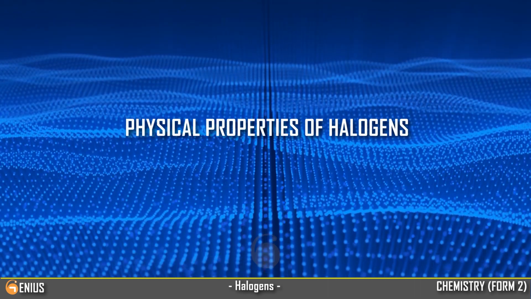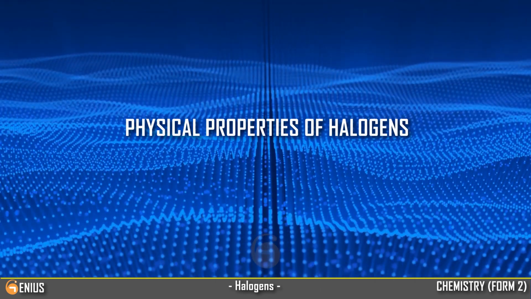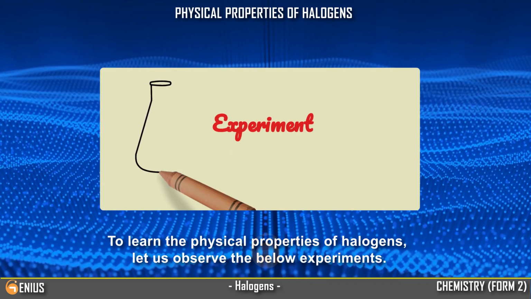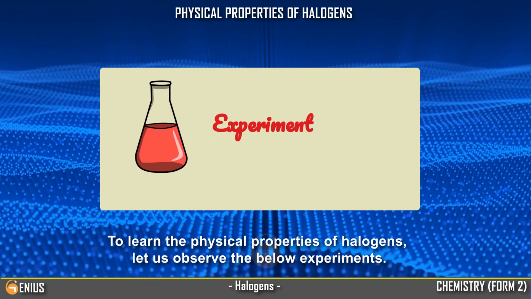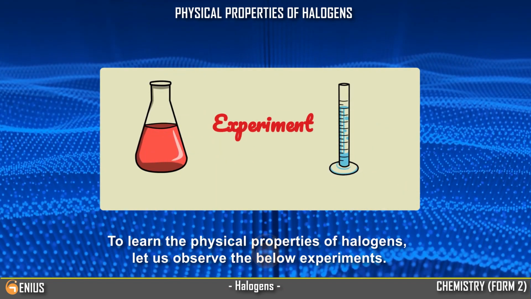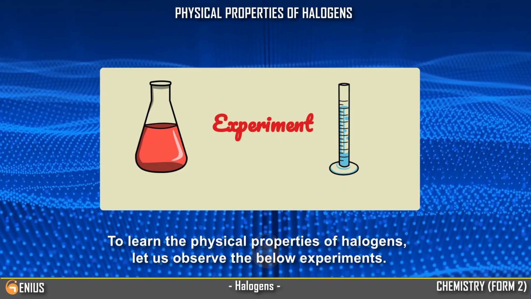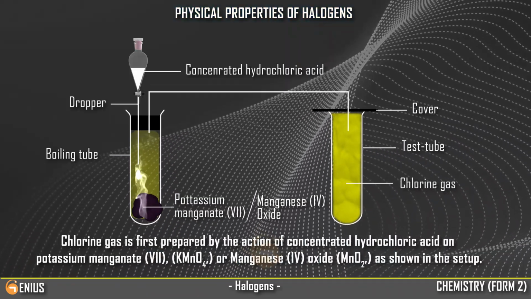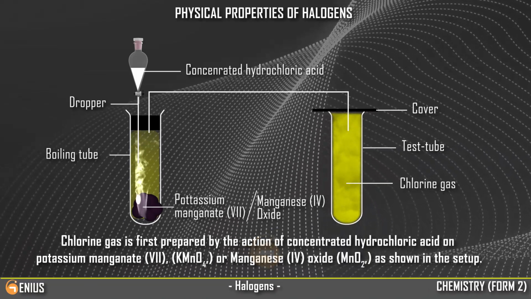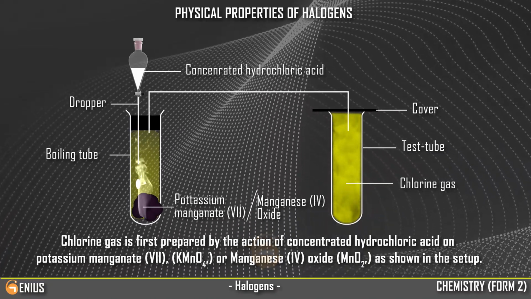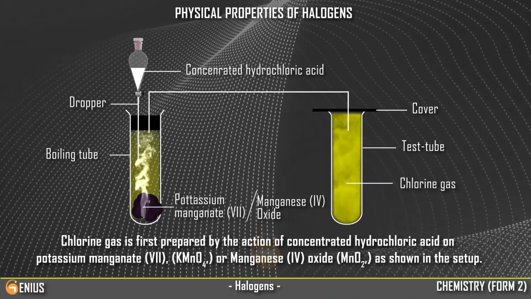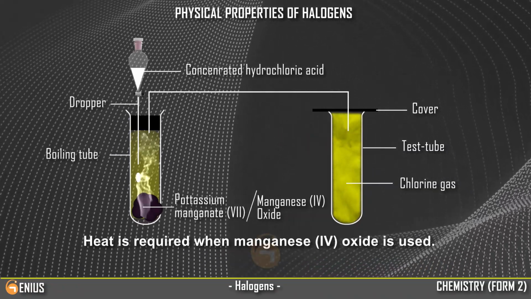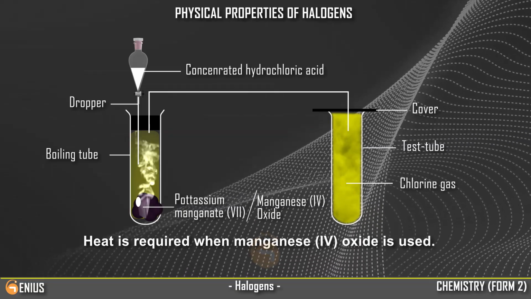Physical properties of halogens. To learn the physical properties of halogens, let us observe the below experiments. Chlorine gas is first prepared by the action of concentrated hydrochloric acid on potassium manganate 7, or manganese 4 oxide, as shown in the setup. Heat is required when manganese 4 oxide is used.